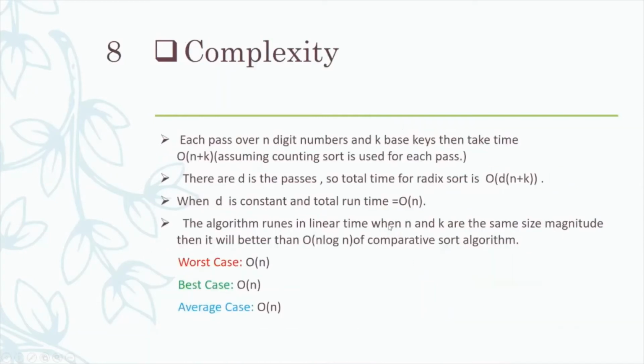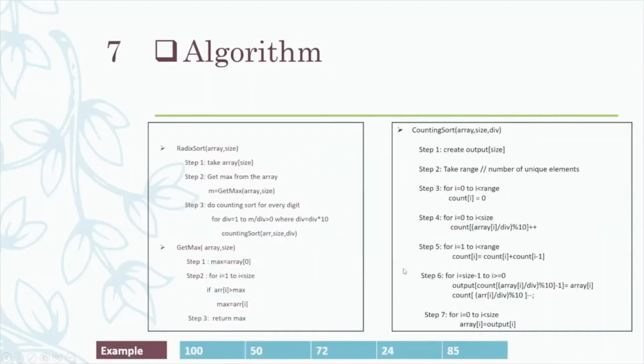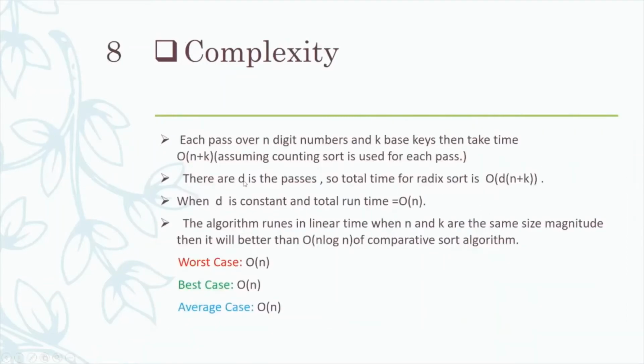Okay, the complexity. Each pass over a d-digit number in base k takes big O of n time, assuming counting sort is used for each pass. We previously discussed counting sort, which is required three times for a maximum value of 100. So here d is the number of passes.